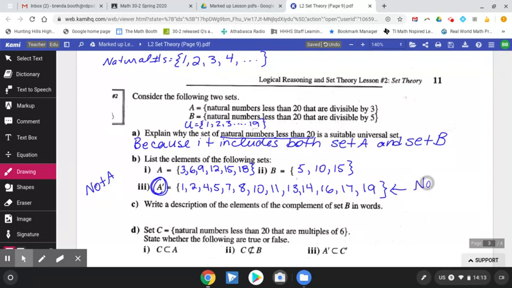So if we look back up at the top here where we have set A, if I want to figure out what the complement would be, all I have to do is stick the word not in there. Natural numbers less than 20 that are not divisible by 3, and that would give me the complement of A.